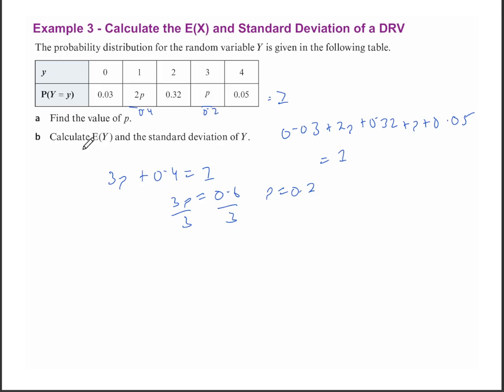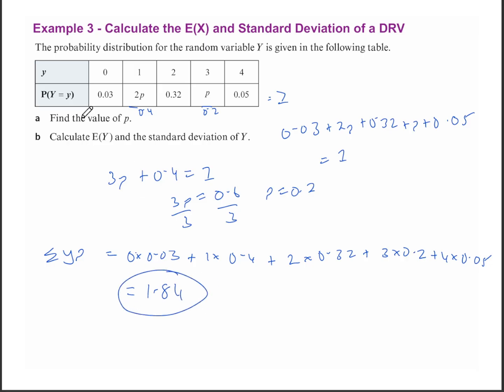Now we can find the expected value of y as well as the standard deviation of y. For the expected value, it's just the sum of the values of the random variable multiplied by their probabilities. So 0 times 0.03 plus 1 times 0.4 plus 2 times 0.32 plus 3 times 0.2 plus 4 times 0.05. This will give us 1.84. That will be our expected value of the discrete random variable y. Then in order to find the standard deviation, we first have to find the variance, which means we first have to find the sum of y squared times p.